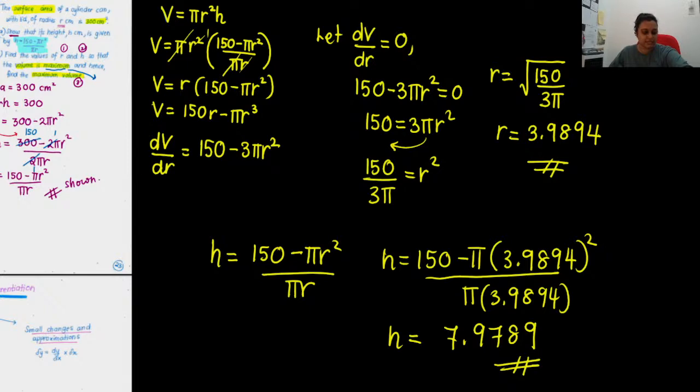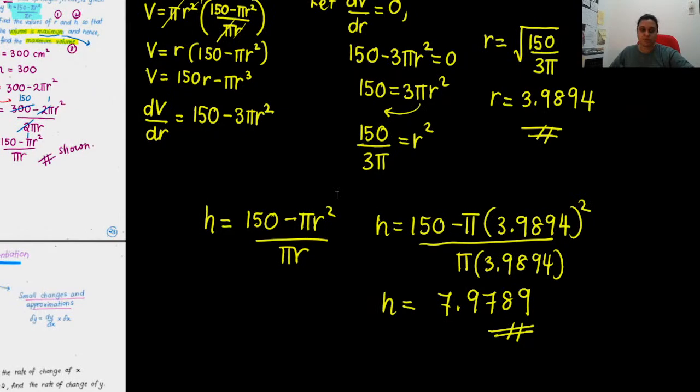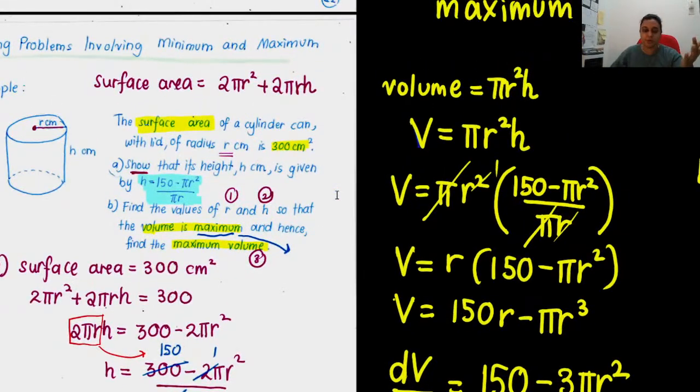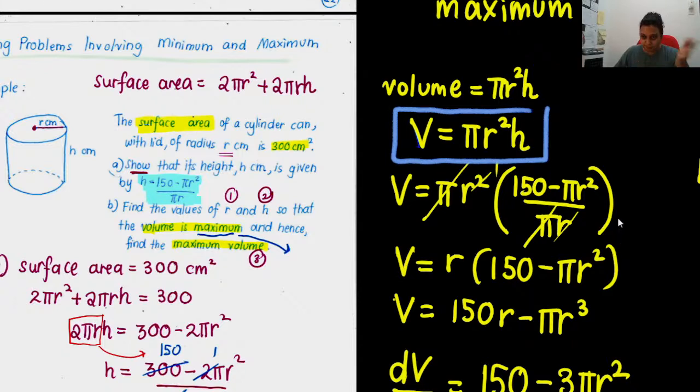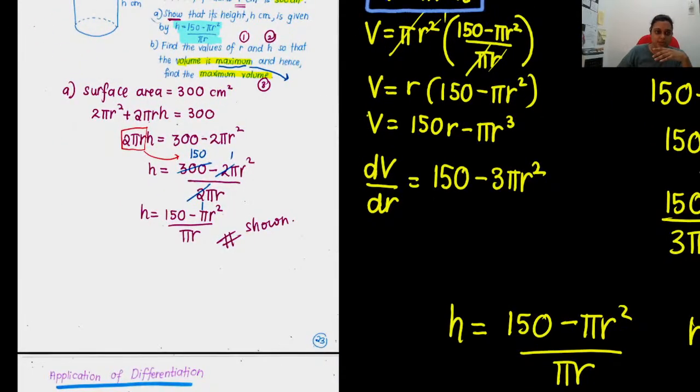We already got the h, we already got the r, and shall we continue to find the last part, which is to find the maximum volume. So what is the maximum volume? Go back to the formula: V equals pi r squared h. So we substitute the r and the h. So V equals pi r squared h.